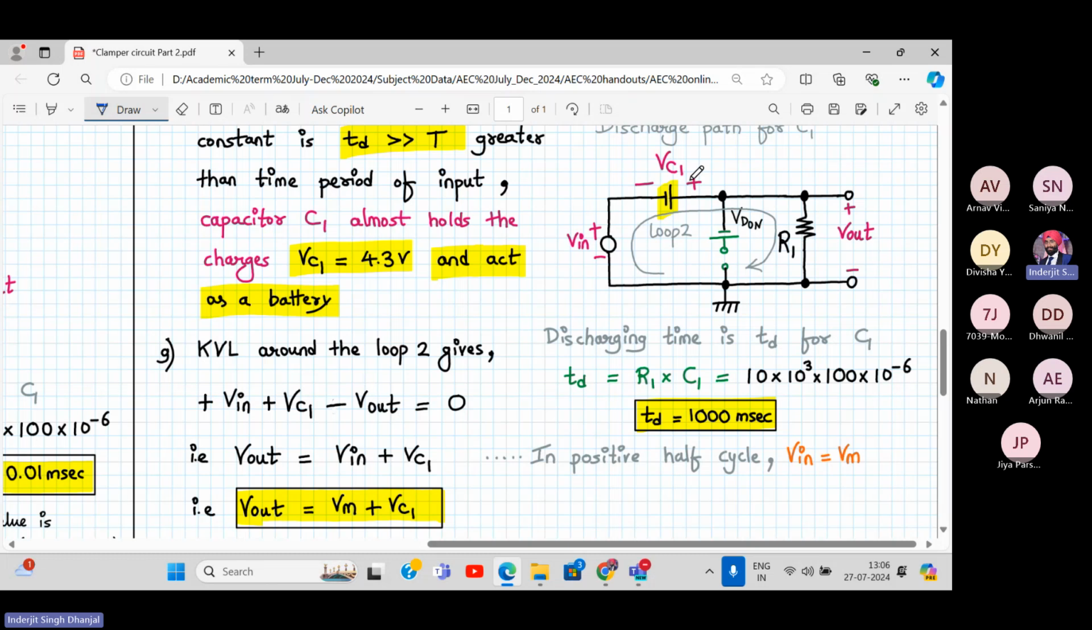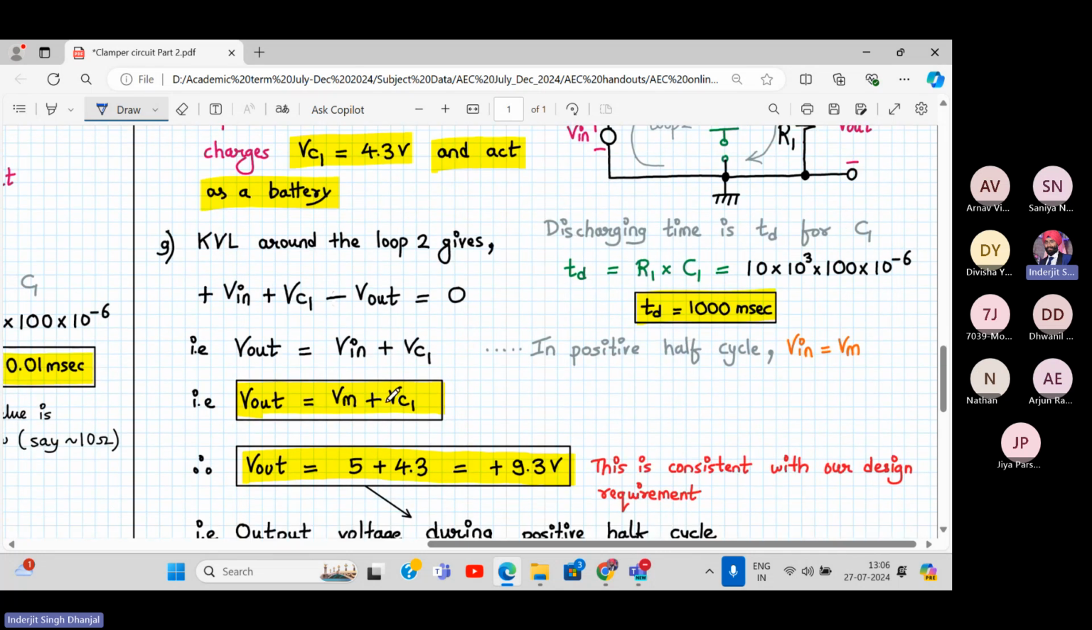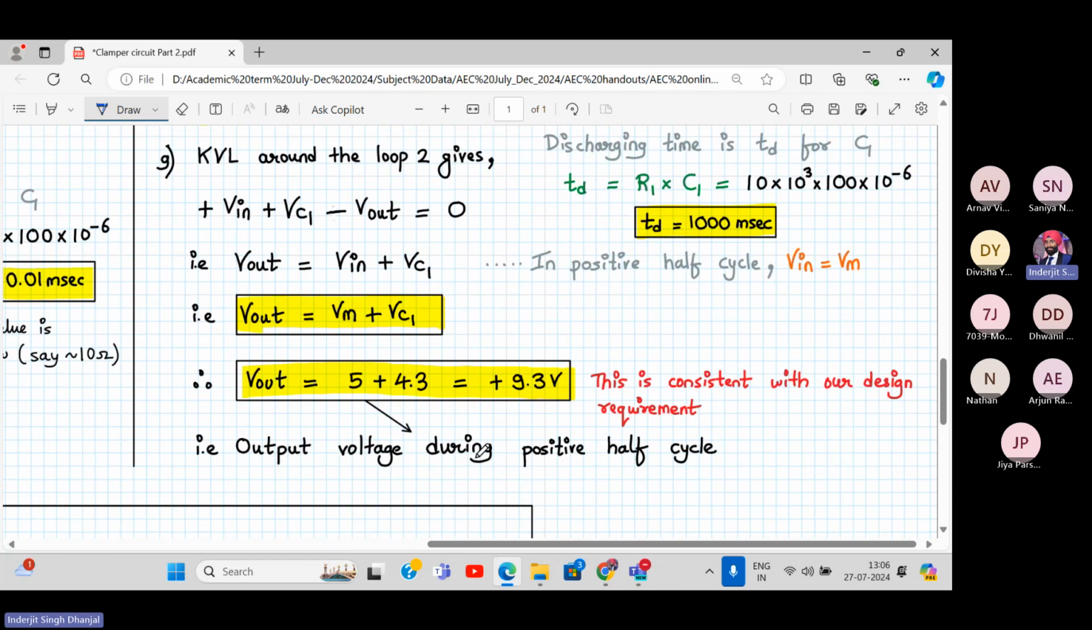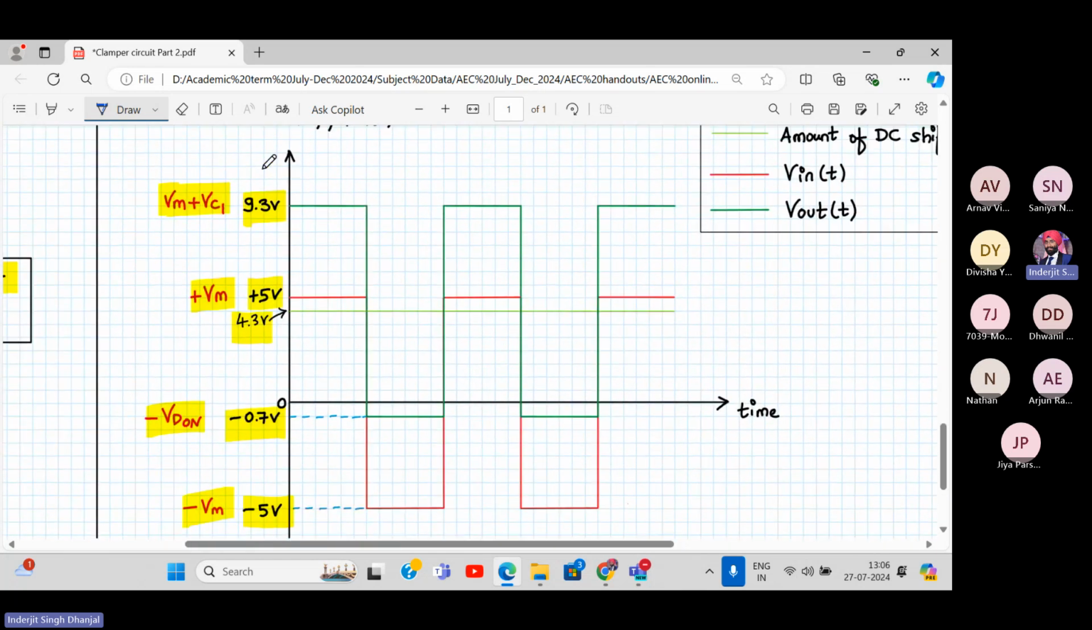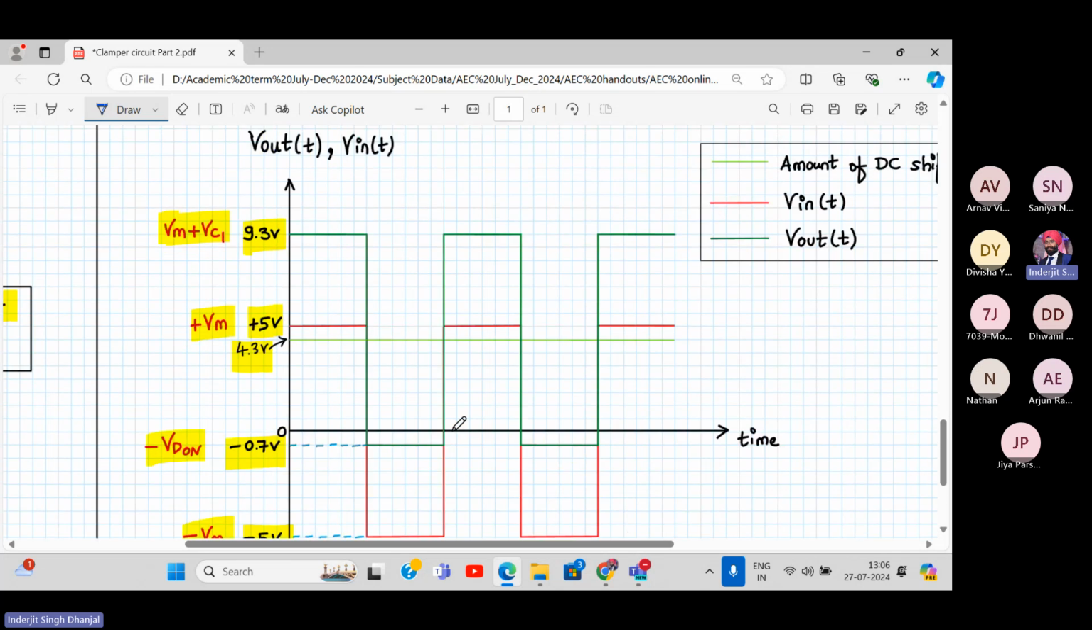When we apply the KVL around this loop, we'll get plus Vin plus Vc1 minus Vout equal to 0. So what will be Vout? Vin plus Vc1. And how much is Vin? Vm. So Vm plus Vc1, which is 4.3 volt from the earlier case. Hence the output will be 9.3, and this is what we want. The output reaches 9.3 during the positive half cycle and reaches minus 0.7 during the negative half cycle. So the amount of DC shift will be 4.3 volt.